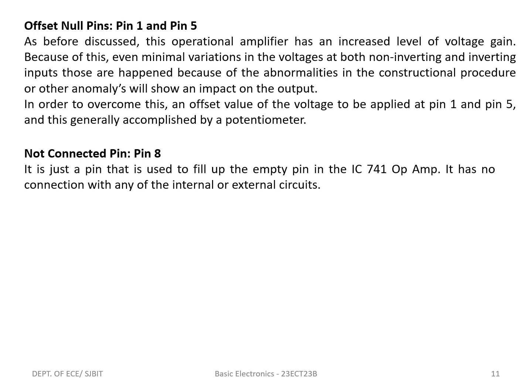Offset null pin, that is pin number 1 and pin number 5, is considered as offset null pin. As discussed, the operational amplifier has an increased level of voltage gain. Because of this, even minimal variations in the voltages at both non-inverting and inverting inputs, which happen because of abnormalities in the constructional procedure or other anomalies, will have an impact on the output. In order to overcome this, an offset value of the voltage is applied at pin 1 and pin 5, and this is generally accomplished by a potentiometer.